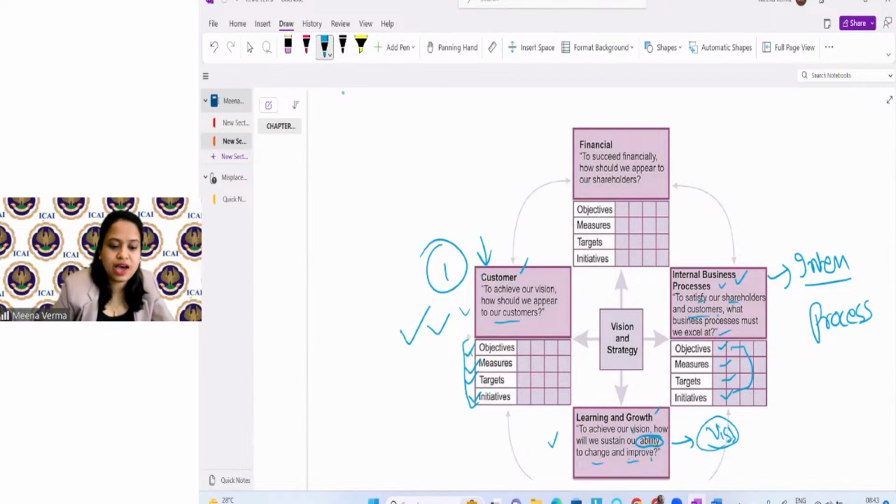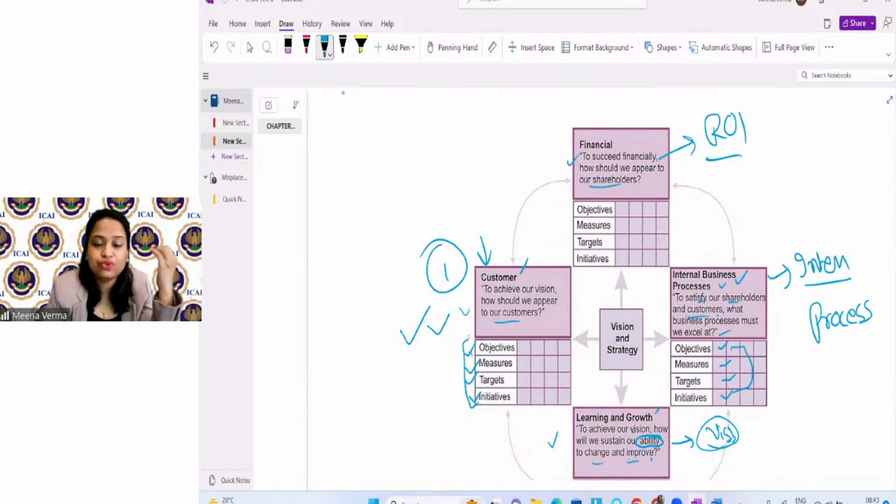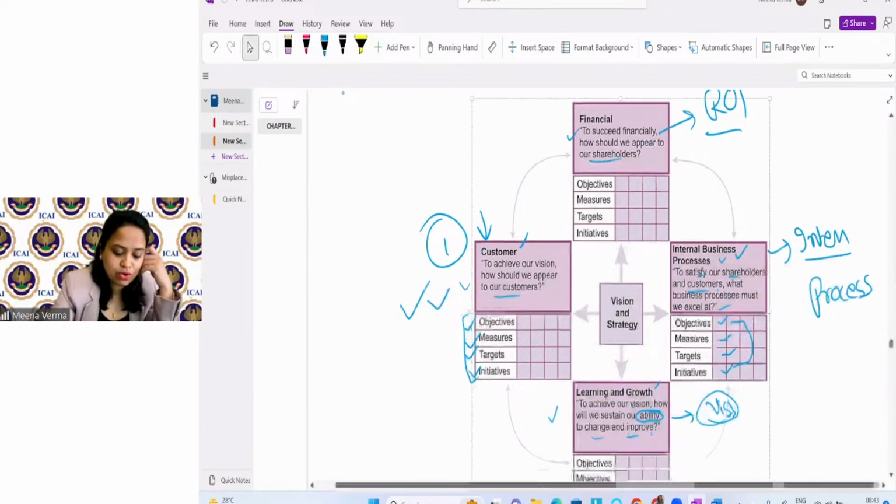Okay, all right. And financial goals like return on investment, how much money we have invested in the business and what return we are earning from here. To succeed financially, how should we appear to our shareholder? If we want to succeed financially, how should we appear to the shareholder? So the point is that we will consider all these things.